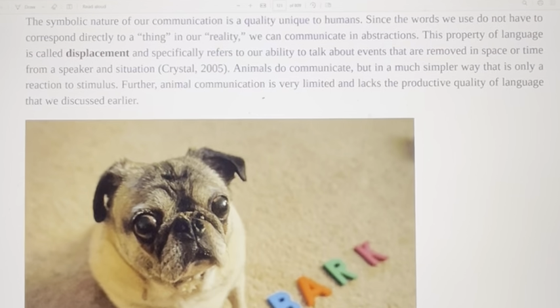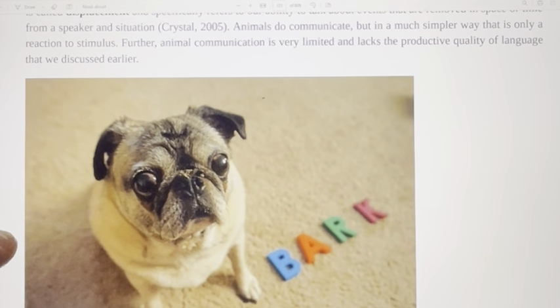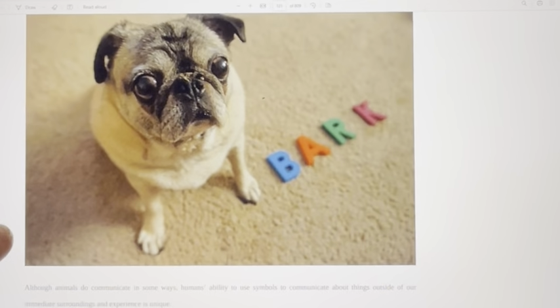This property of language is called displacement and specifically refers to our ability to talk about events that are removed in space or time from a speaker and situation. Animals do communicate, but in a much simpler way that is only a reaction to stimulus. Further, animal communication is very limited and lacks the productive quality of language that we discussed earlier.